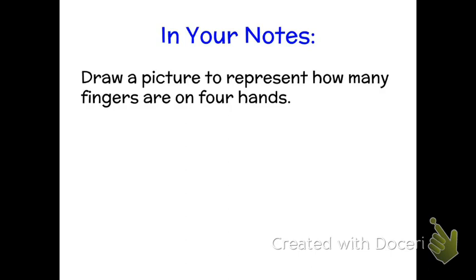Draw a picture to represent how many fingers are on 4 hands. Okay, well, thinking to yourself how many fingers you would find on 1 hand. And then continue to draw pictures to represent how many you would have on 4 hands. If I were going to do this, I like to use X's as my examples. Okay, if I think about the typical person has 5 fingers on 1 hand. So I've got 1 row of 5.